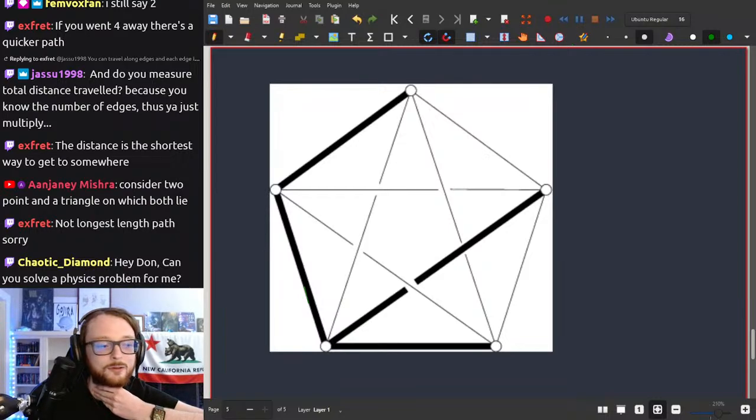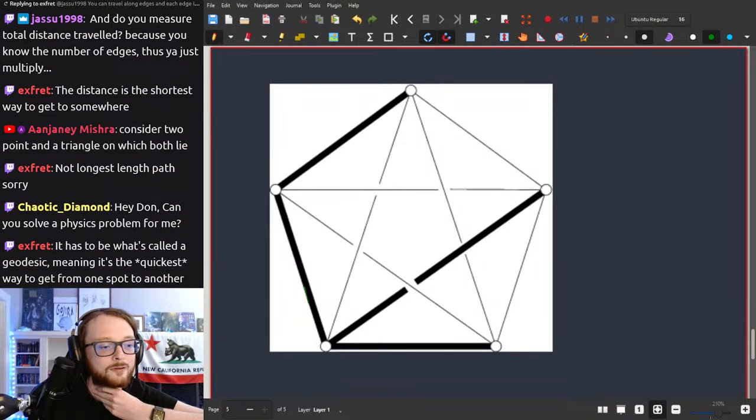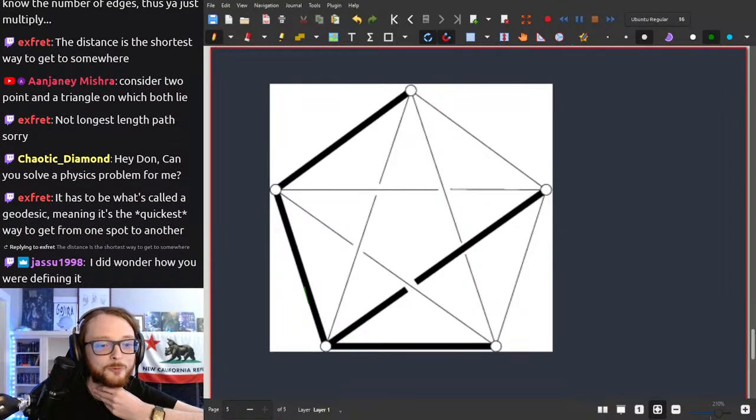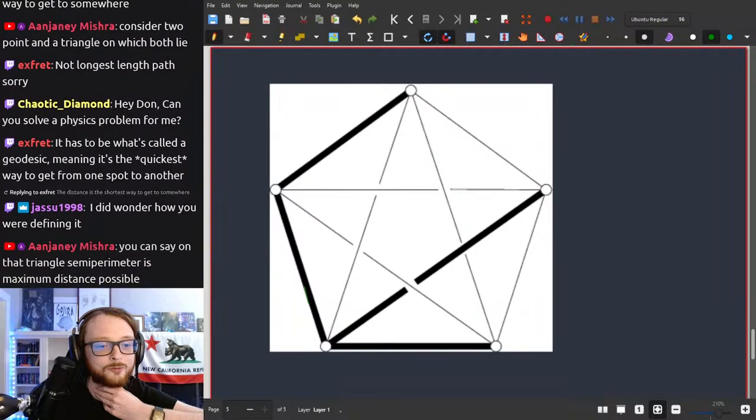Okay, well, so it's called a geodesic. Oh, wow. I didn't realize the word geodesic would get used here. I'm a little bit scarred about geodesics from learning about differential geometry.